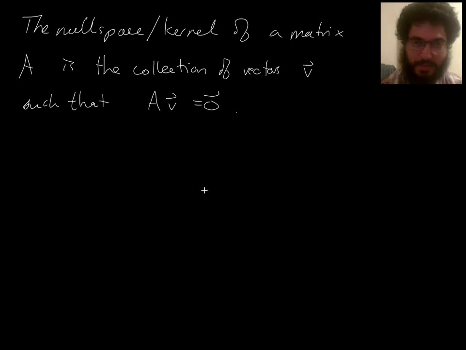So let's start, this is a continuation of the linear algebra review. Let's start this one with null space, also known as the kernel of a matrix. So this will be the collection of vectors that get killed by the matrix.